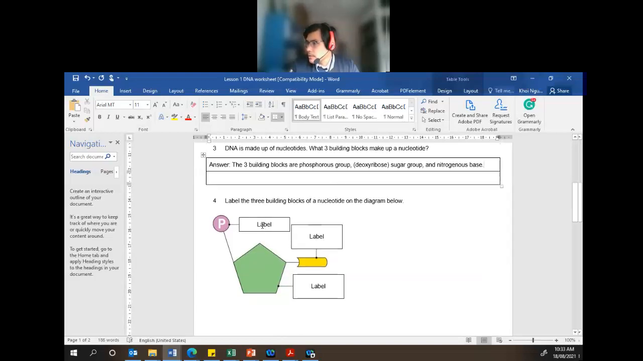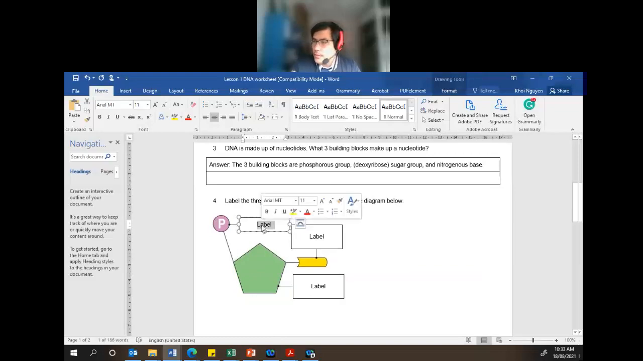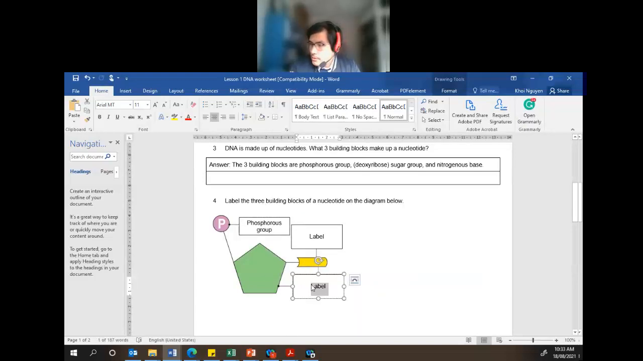So down here, this is going to be the phosphorus group. This one is the sugar, and this one would be the nitrogen base.